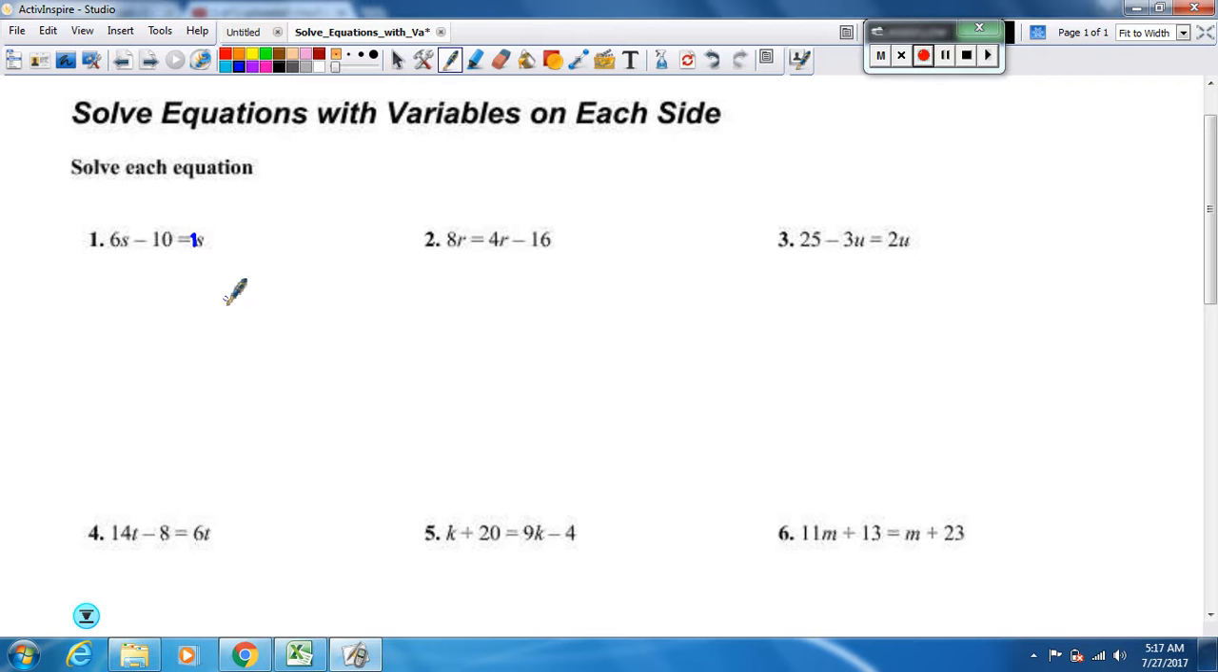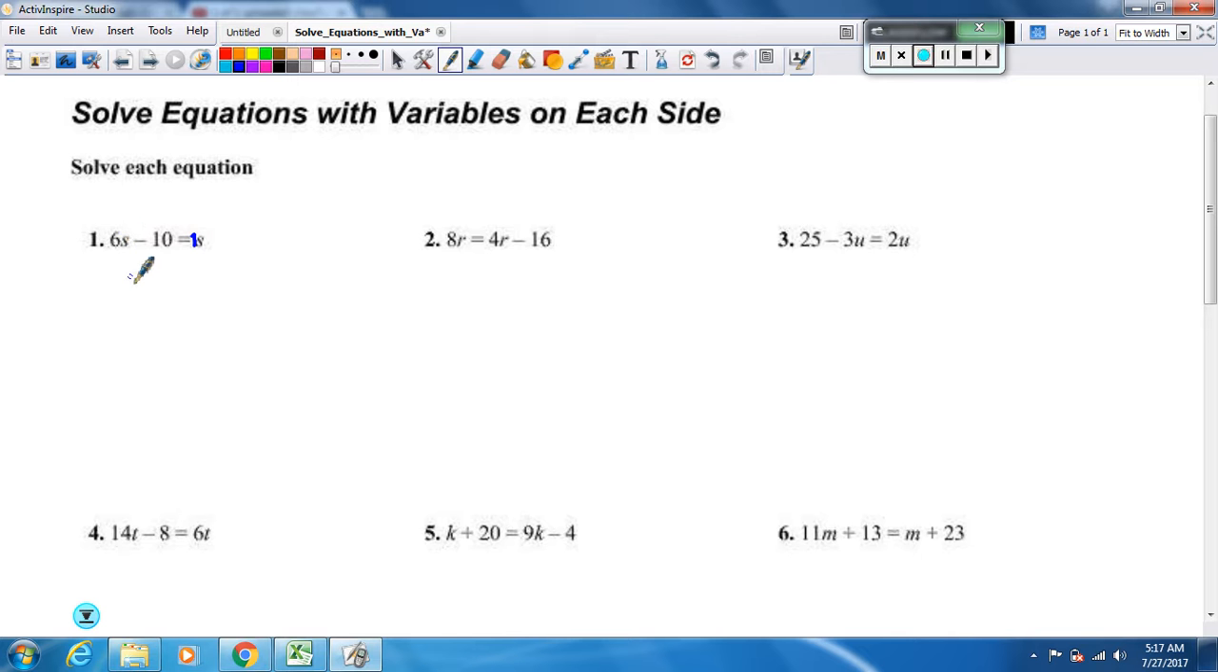Now the first thing you want to do is get your variables or your letters together. So I need to move one of these s's. I usually move the smallest one because it has me deal with less negative signs. But you've got a 6 and a 1. The smallest number is 1. If you move that 1s over, you leave yourself with nothing over here. You don't want to ever do that to yourself because it becomes very confusing very quickly. So I'm going to choose in this situation to move the 6s.